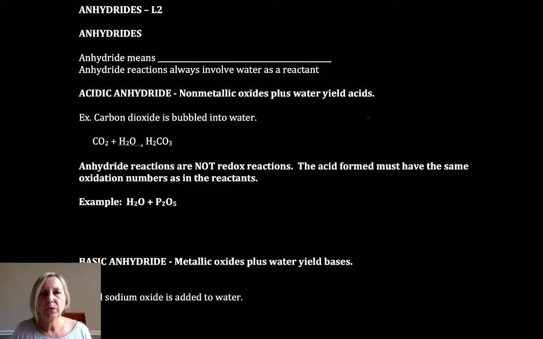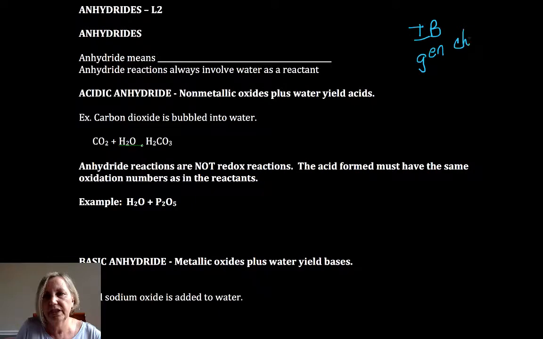I want to zero in on a very narrow class of chemical reactions called anhydrides. This is especially important for those of you who are in IB chemistry. It's not something that's typically covered in Chem 1 in high school nor in AP chemistry. So this is just for those IB students, or maybe in Gen Chem you have teachers who cover those.